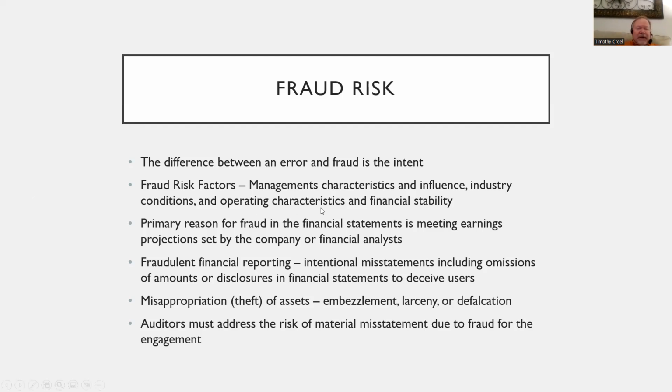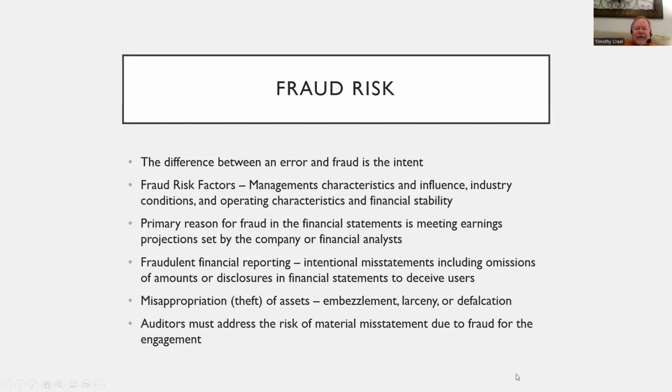Operating characteristics again: are they meeting their goals? Are they not hitting budget? Are they not hitting Wall Street expectations? Do they have a lot of bonuses? Do they have a heavy bonus structure? Again, everything could be fine. These things do not indicate that fraud is definitely there. They just indicate that there could be a greater possibility of fraud under these circumstances.